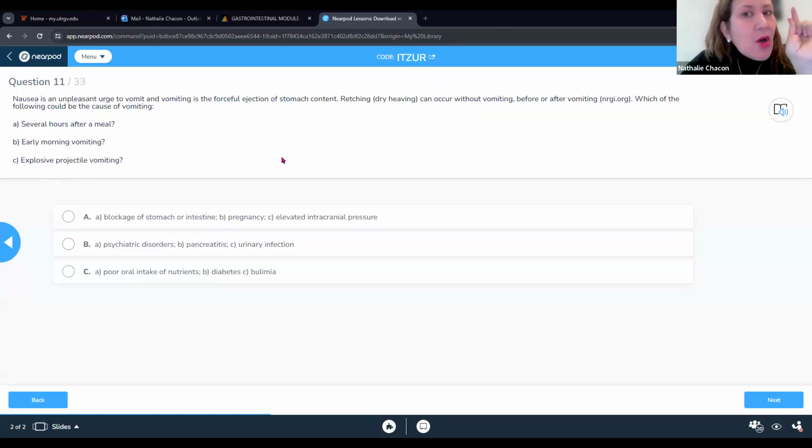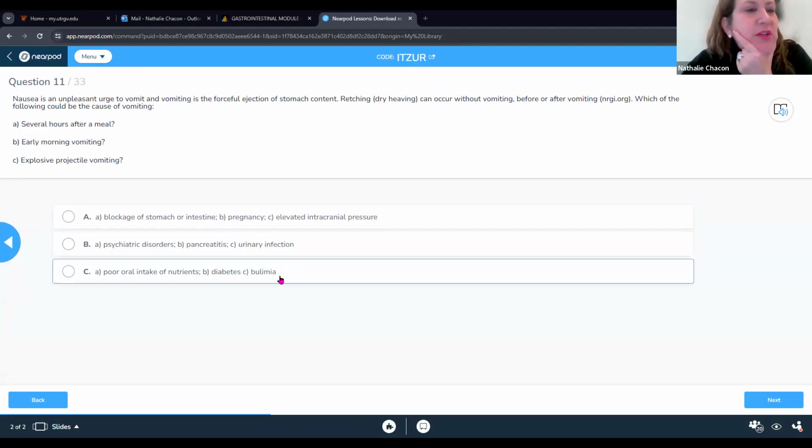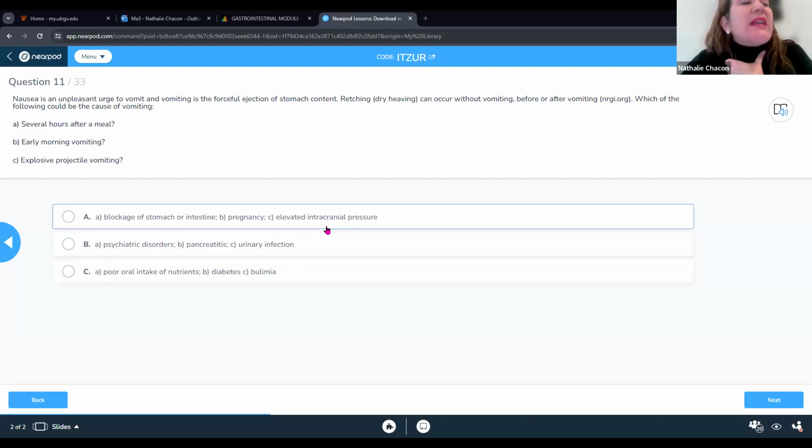That could be something occurring where the person is vomiting in a projectile way, involuntary. That occurs with something that is an emergency. Urinary infection is not an emergency. Bulimia is not an emergency. Elevated intracranial pressure is an emergency. And for several hours after a meal, well, if we have two correct here, it has to be blockage of the stomach or intestine, right? So the only answer is number 8.